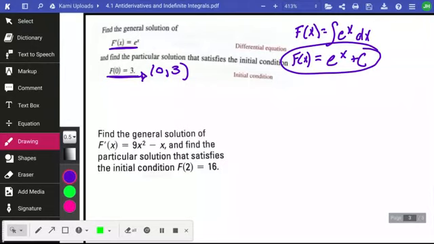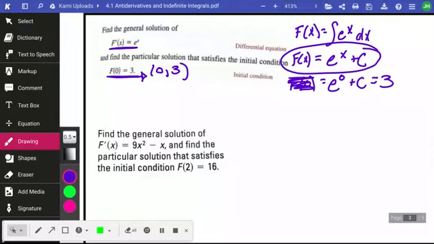And then find the particular solution, which means I'm going to now use that ordered pair they gave me. Picture this like if I was asking you to write the equation of a line, you have to go plug in a point. You have to go plug in this point. So I will do f of 0 equals e to the 0 plus c, which is going to be equal to 3. I don't really need that f of 0, but I do need the e to the 0 plus c equals 3 so I can find c.